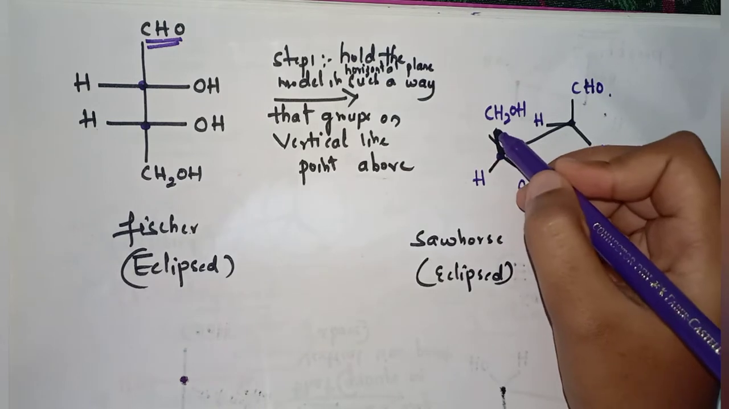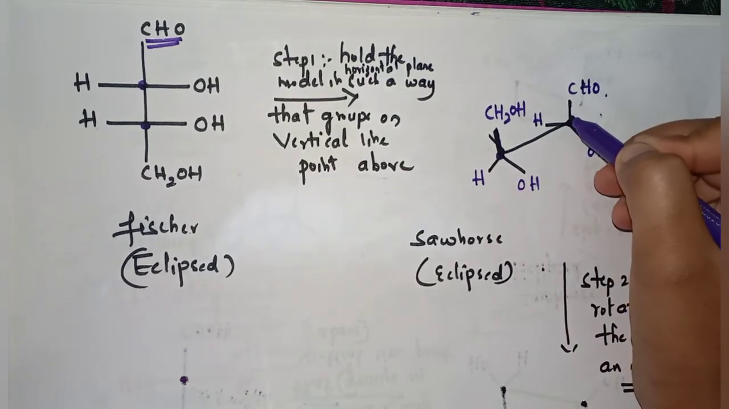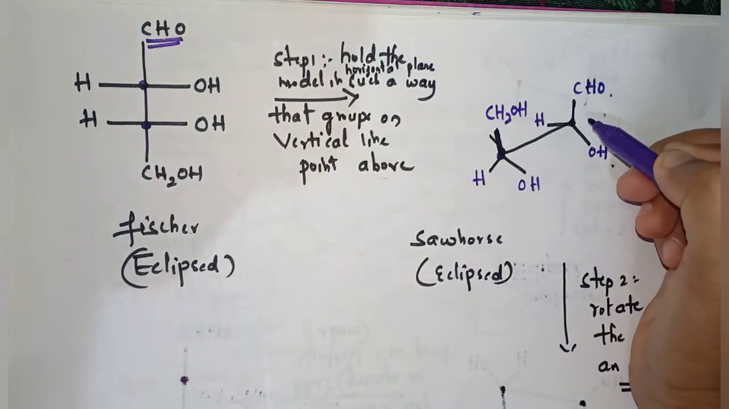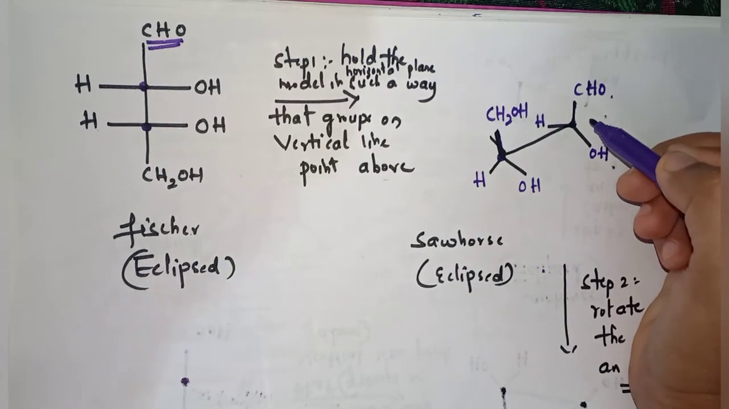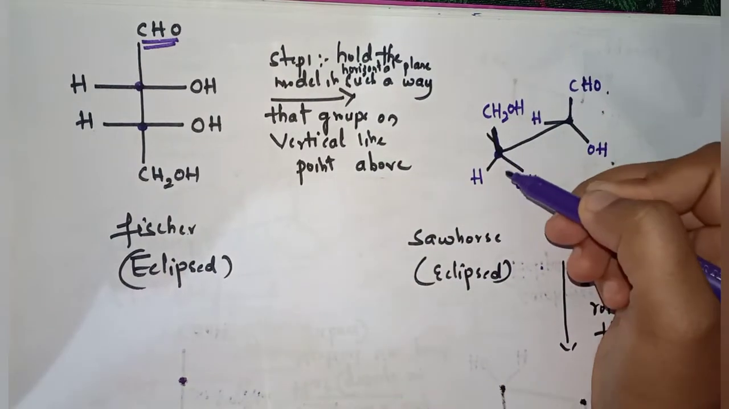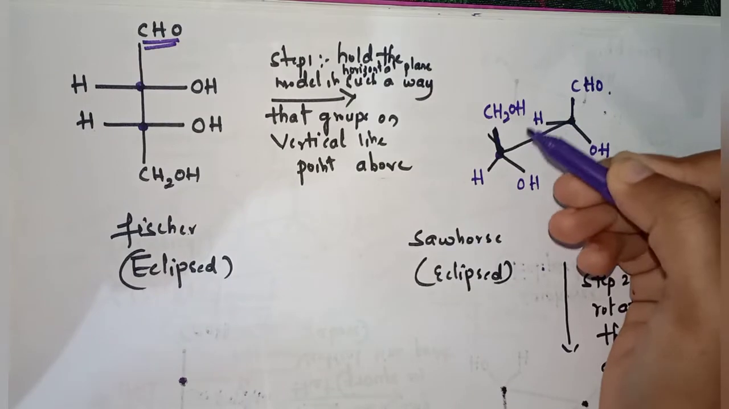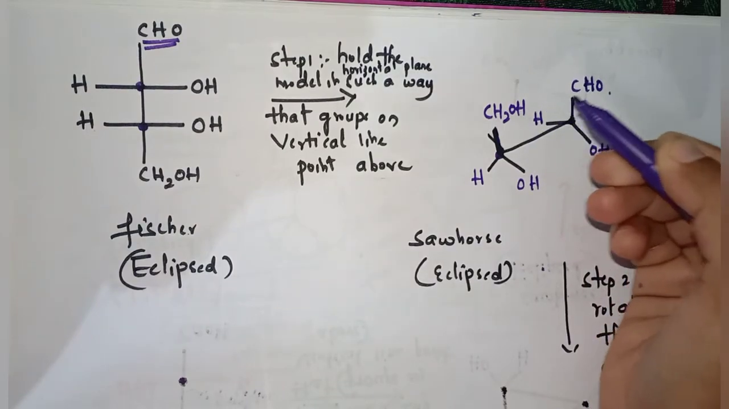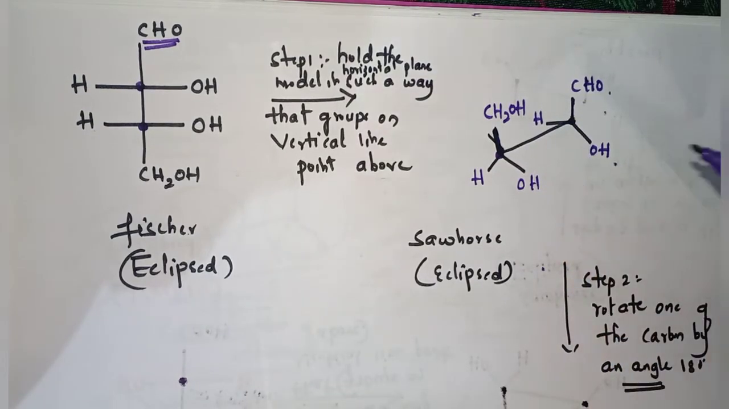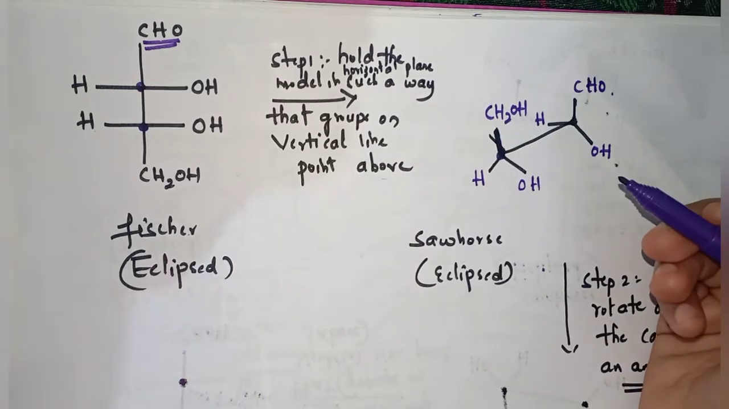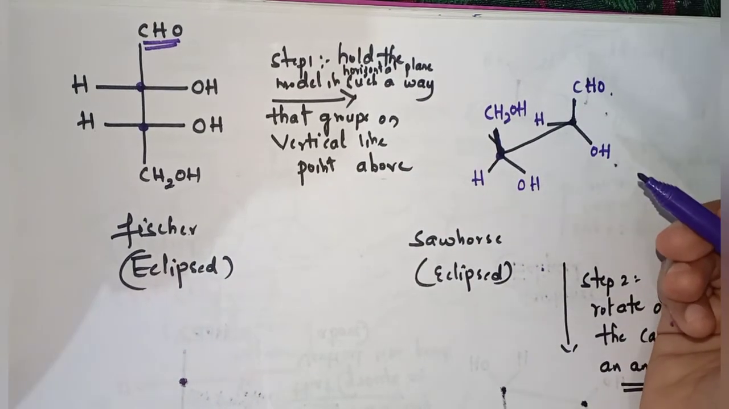See here, it is pointing upwards and this is also pointing upwards. If both are pointing downwards, it is also the eclipsed form. If one is pointing upwards and one is pointing downward, it is the staggered form. If you remember it like this, it will be easy for you to remember the difference between eclipsed and staggered.